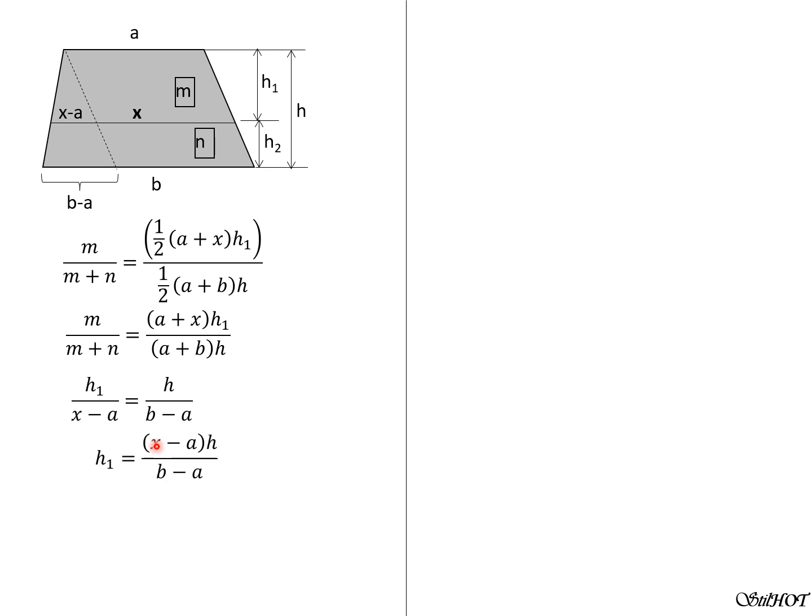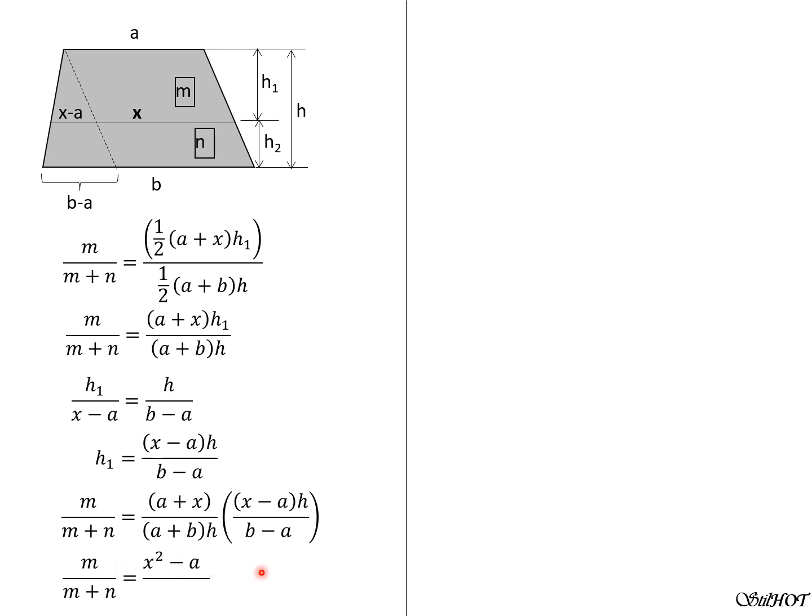We then substitute the value of h1 here. So m over m plus n equals quantity a plus x times h1, which is x minus a h over b minus a, all over quantity a plus b times h. So take note that this is also x minus a, and this denominator can be written as b minus a. So we can cancel h at the same time. So that would be m over m plus n equals x squared minus a squared over b squared minus a squared.